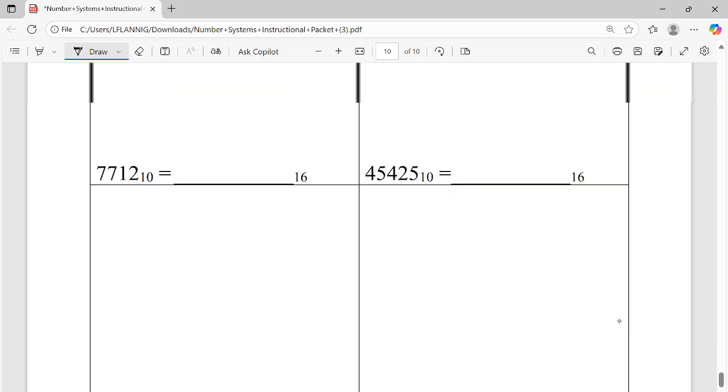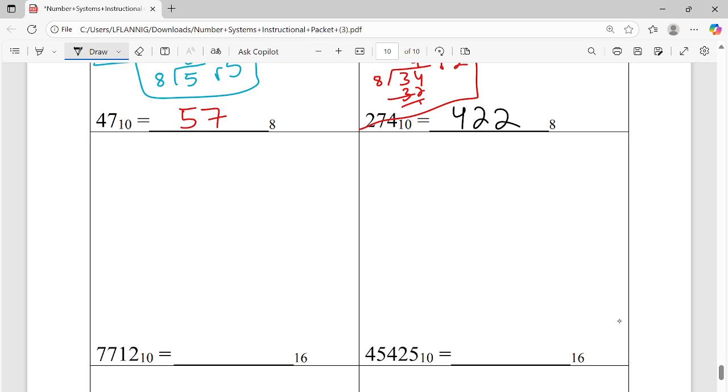All right, let's do one more. All right, so you have 7,712 base 10 going into base 16. So this one will be a lot easier than previously, even because we don't have nearly as many steps as we did before. So we have 7,712 divided by 16 is 482. So we have 482 with no remainder.